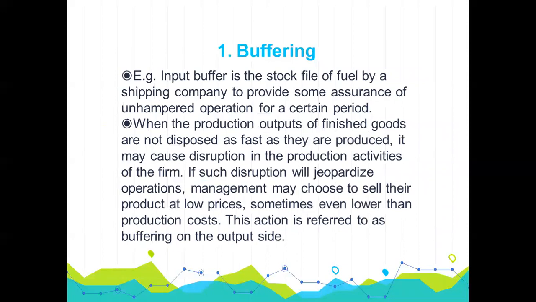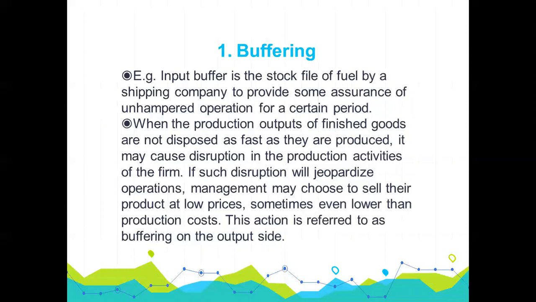Okay, for example, an input buffer is a stocked supply of fuel by a shipping company to provide some assurance of an unhampered operation for a certain period. When the production outputs of finished goods are not disposed of as fast as they are produced, it may cause disruption in the production activities of the firm.